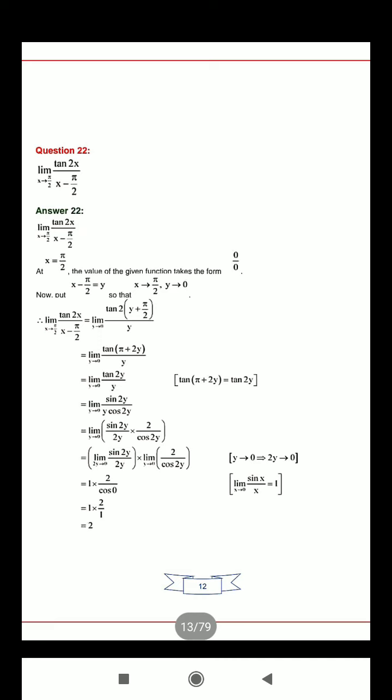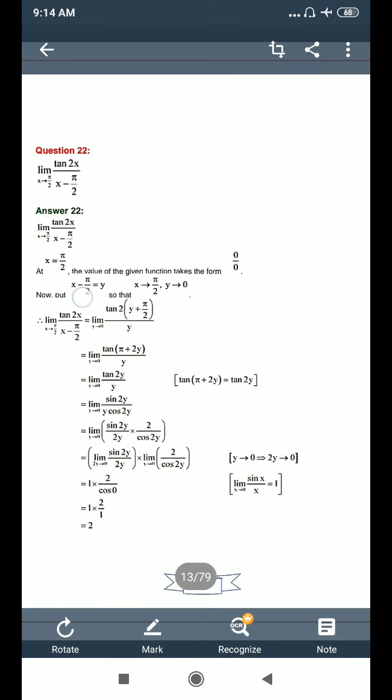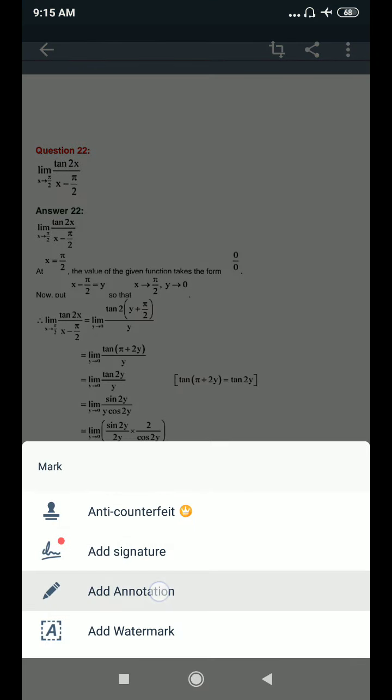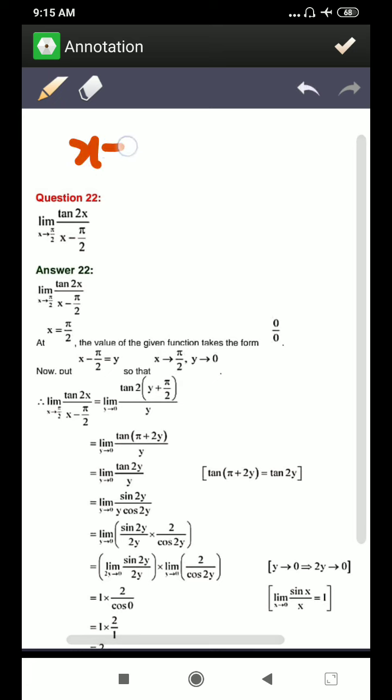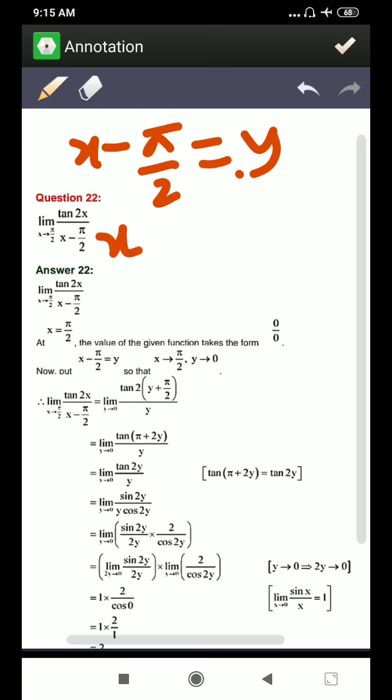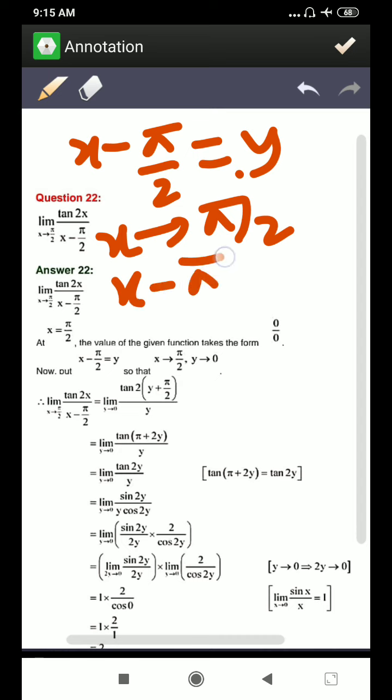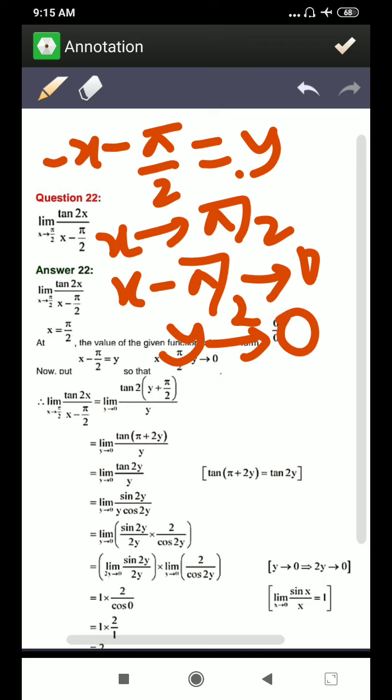So in this question, what we will do, we will replace x minus pi by 2 by y, and I will convert whole question in terms of y now. X minus pi by 2 you replace by y, as x tends to pi by 2 is given. So x minus pi by 2 will become 0. X minus pi by 2 tends to 0. And we have taken x minus pi by 2 as y. So your new limit will be y tends to 0. So we'll modify it accordingly. Your new limit in place of x tends to pi by 2, it will be y tends to 0.